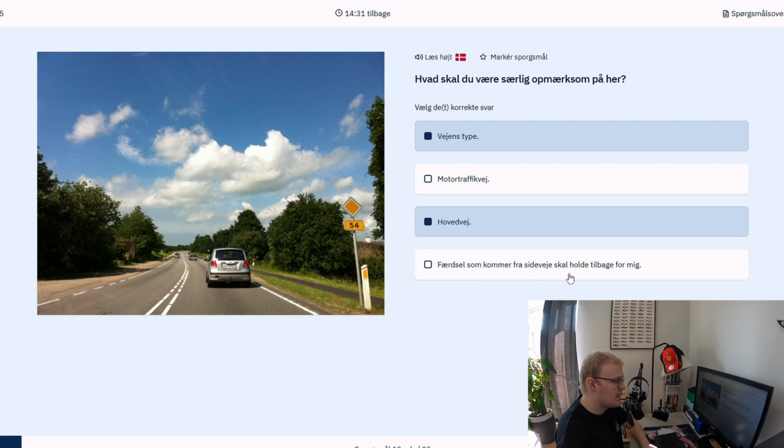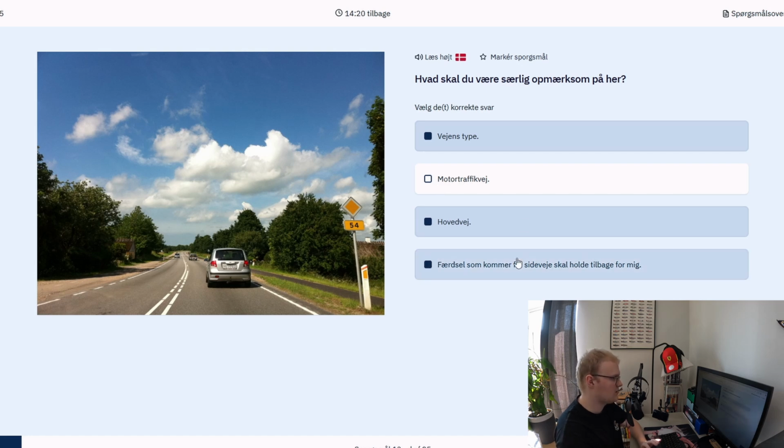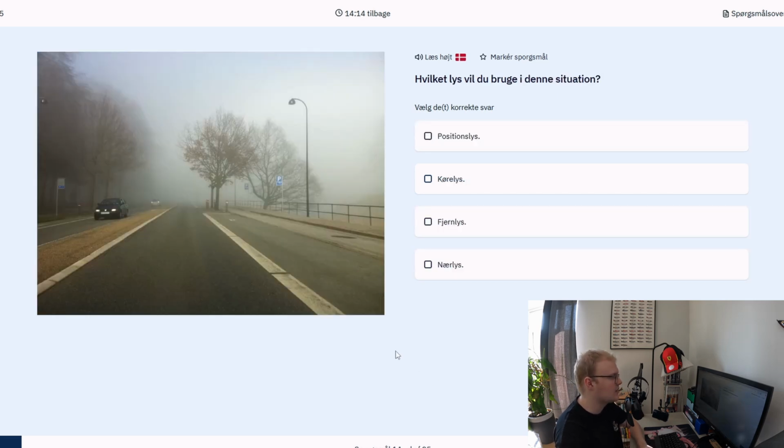Traffic from either side has to hold back for me. I don't think it has, because it's not this thing. This thing people have to hold back from the sides. I think that's what defines it. So people won't have to hold back. I think I might be wrong. I have to look that up.